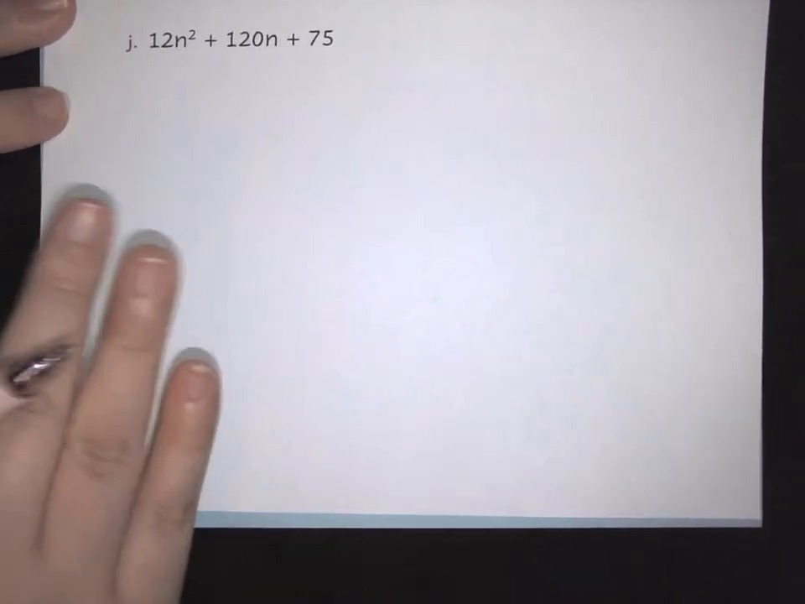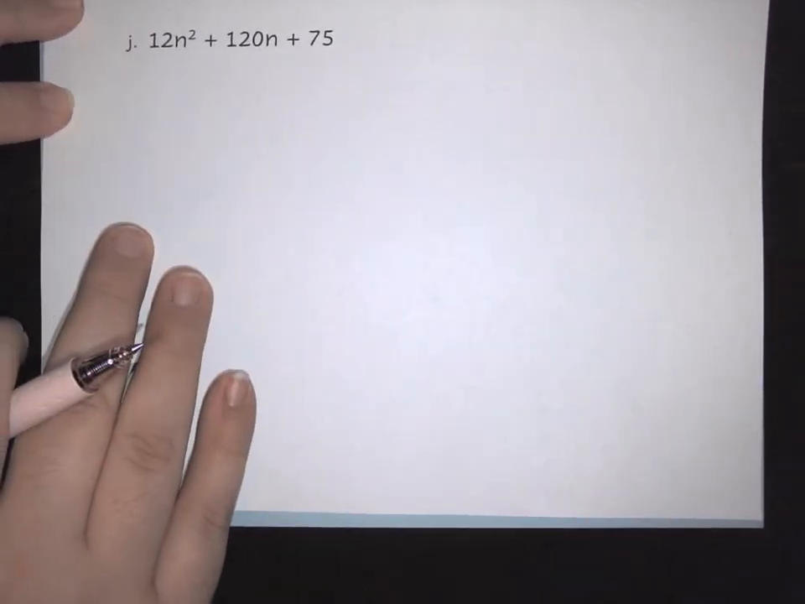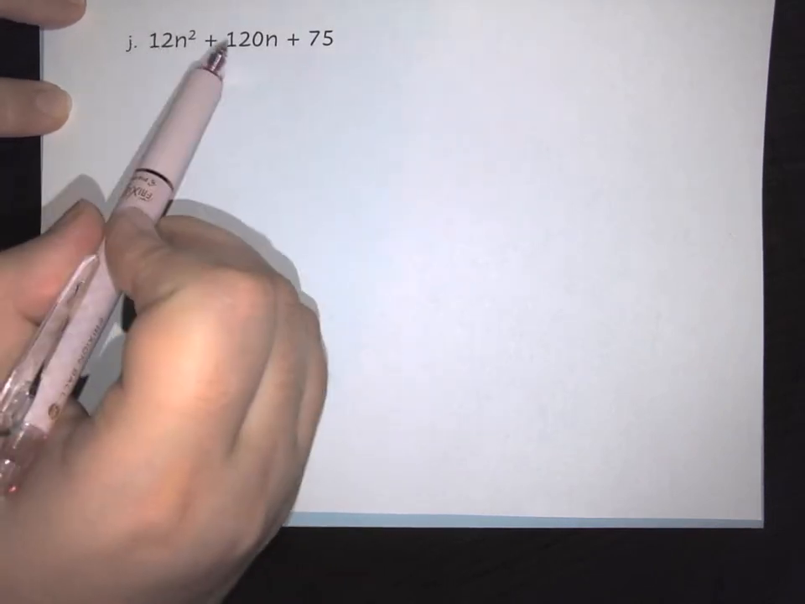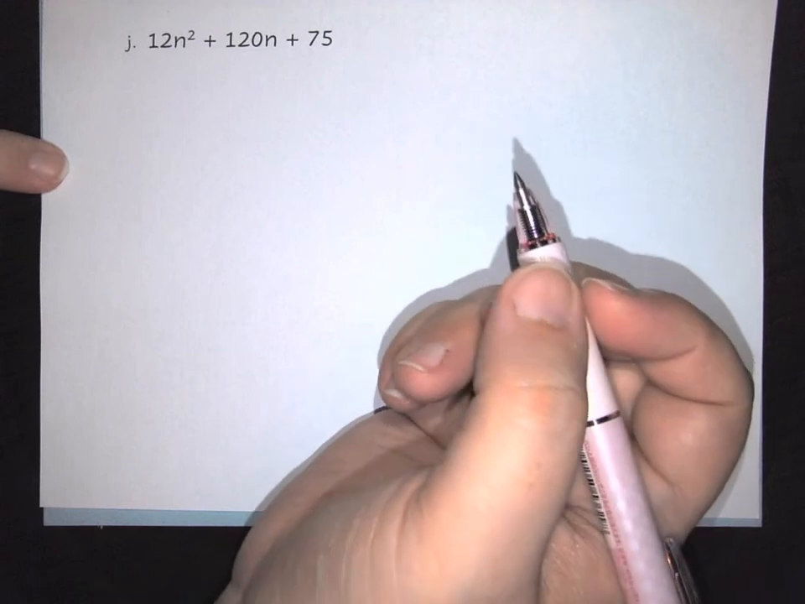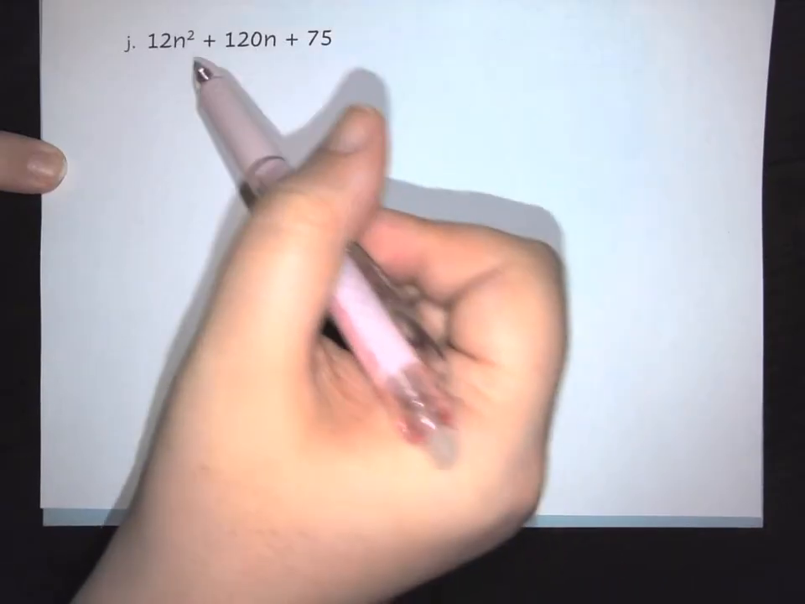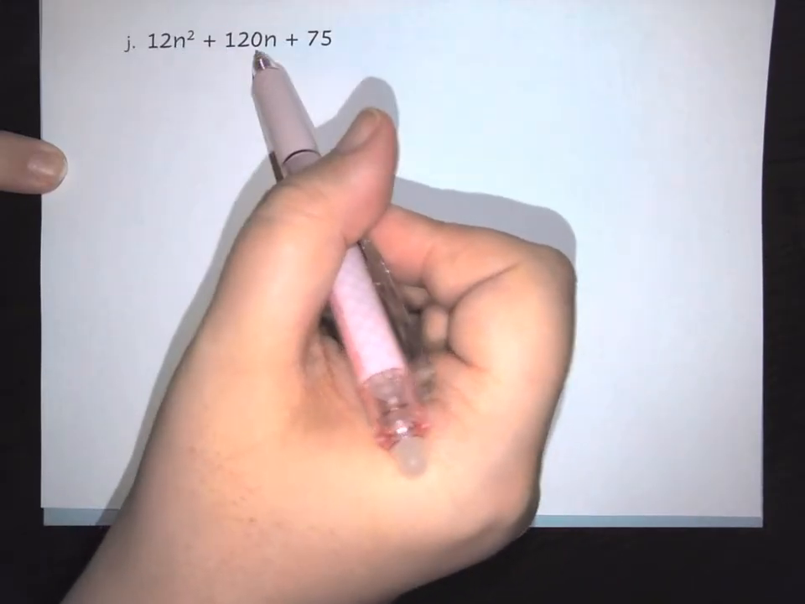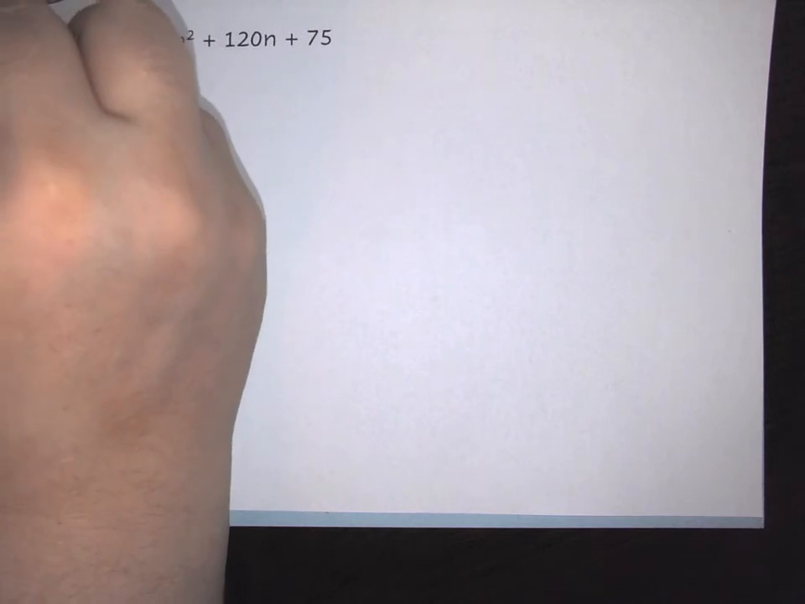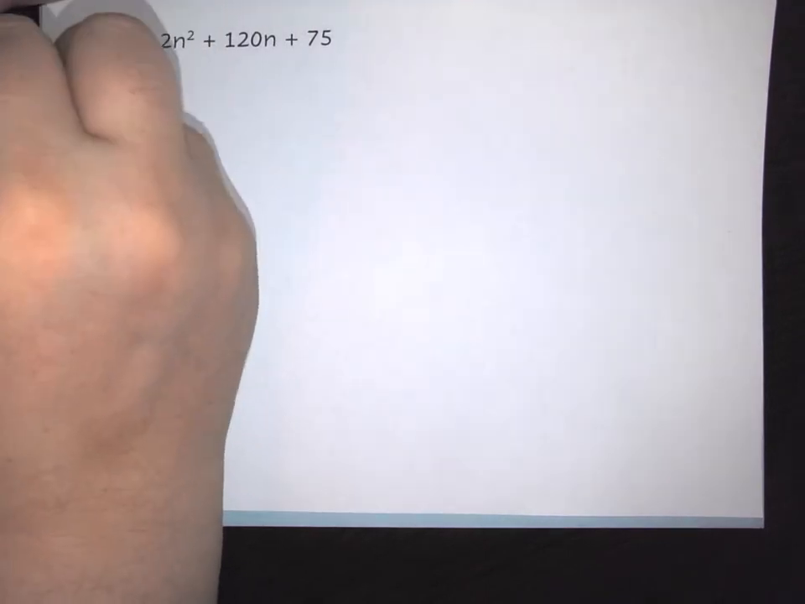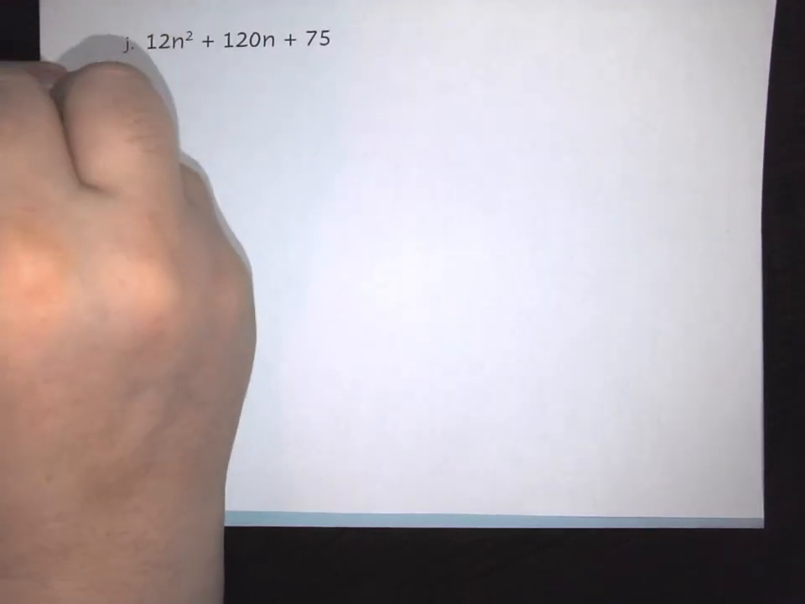Alright, the last one I wanted to show you is this one here. So again, notice I have some fairly big numbers. So the first thing I want to do is look and see if I can pull out a GCF. Notice I only have variables on the front two, so the only thing that I can factor down is my numbers. So I have 12. 12 is going to turn into, say, 4 times 3, which turns into 2 times 2.